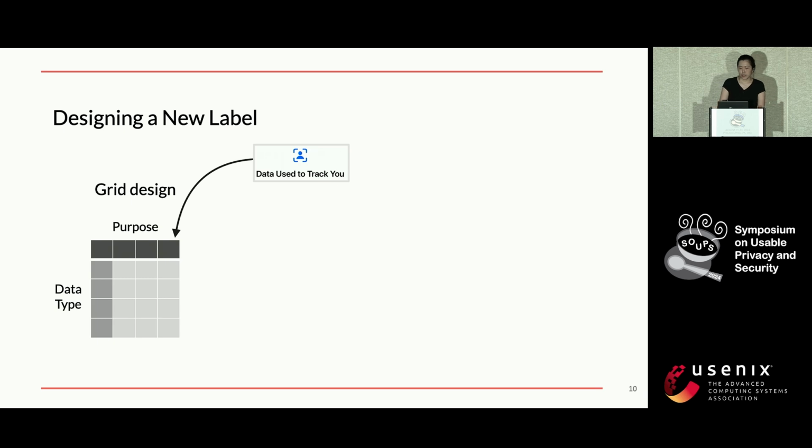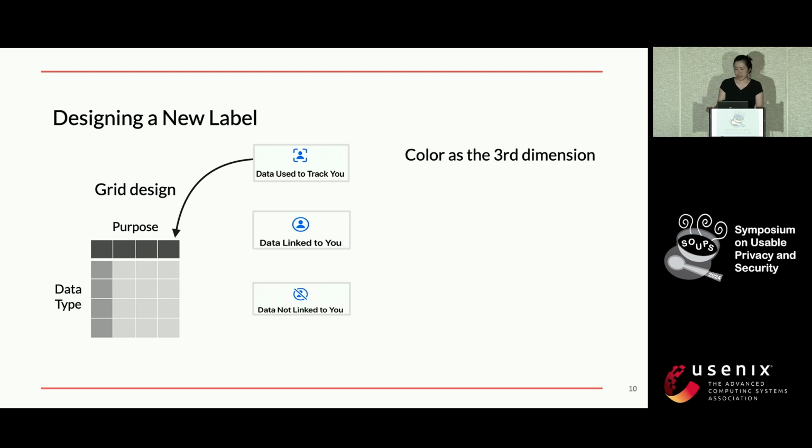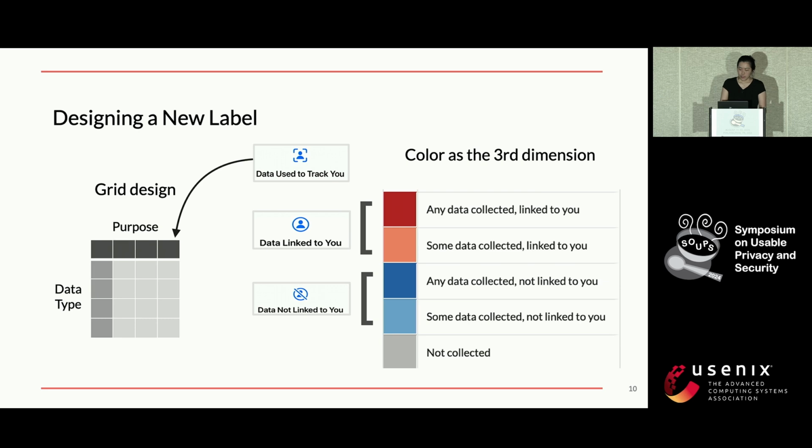So we actually treat data used to track you as a purpose because it's more aligned. If you read the definition of tracking by Apple, it's actually more aligned as a purpose. And then we use color as the 3rd dimension to distinguish data linked to you versus data not linked to you, which are 2 non-overlapping attributes of the data. And we use reddish colors for data linked to the user and bluish colors for data not linked.